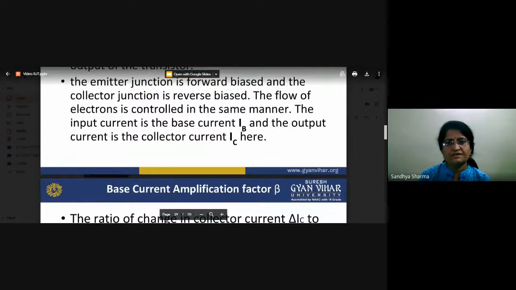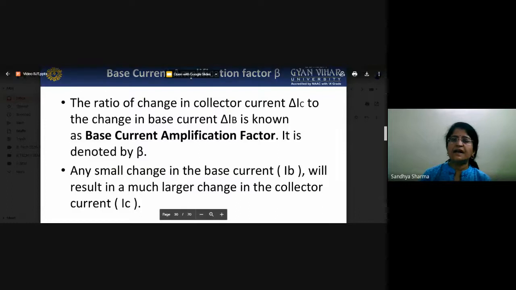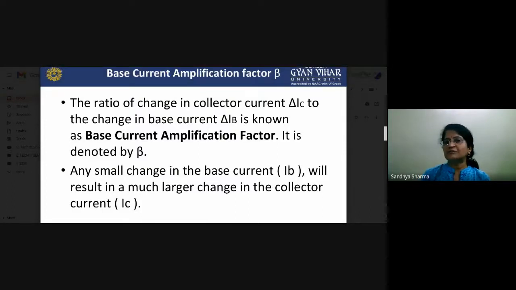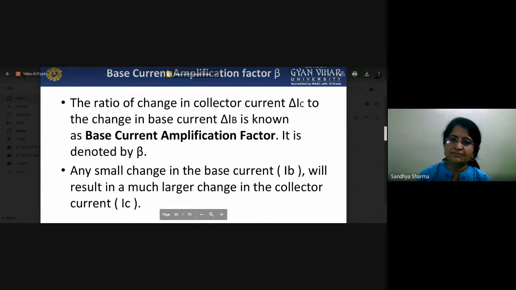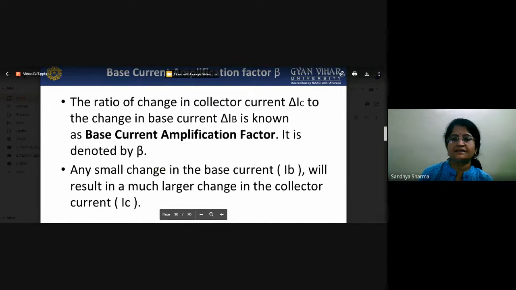We will see this in the diagram. Just see here. The amplification factor is called beta. What is the amplification factor beta? It is the ratio of the change in collector current to the change in base current, delta IC upon delta IB. That is called beta. Any small change in the base current will result in a larger current in the collector circuit.